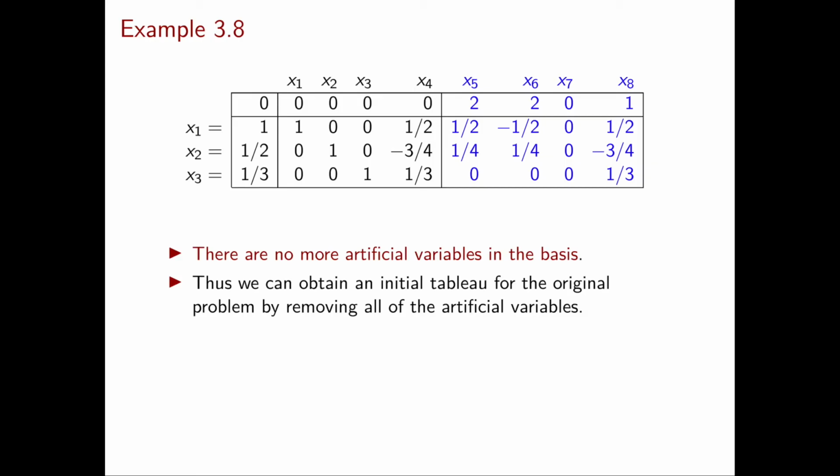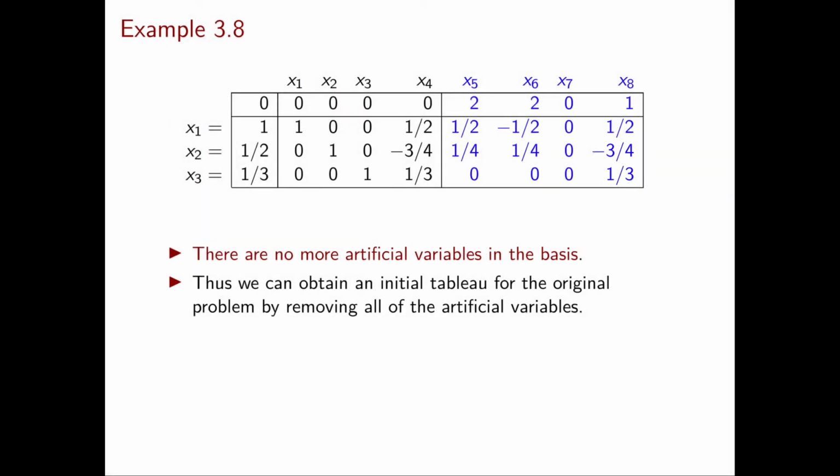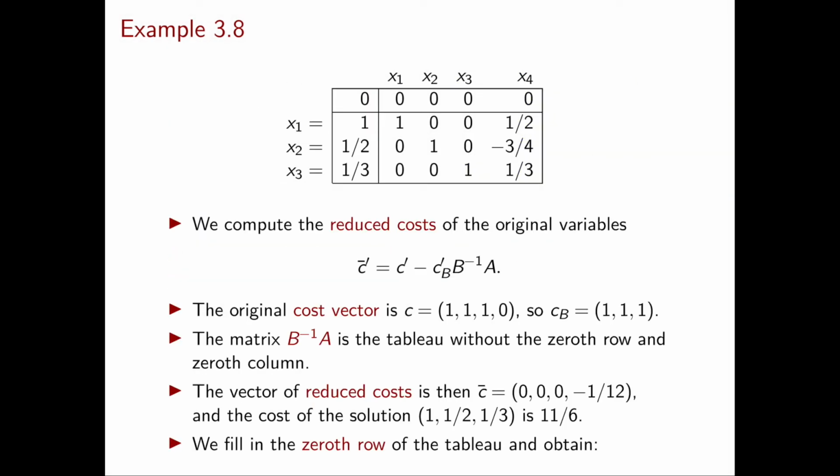So now we can obtain an initial tableau for the original problem. To obtain this initial tableau, we need to do two things. First, we erase all the columns corresponding to the artificial variables. So all this blue part of the tableau is trashed, and this is the tableau that we obtain. But we're not done yet. In fact, we still need to recompute the 0th row.